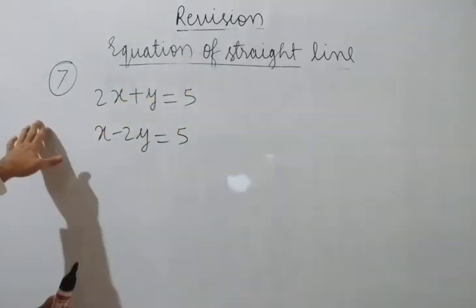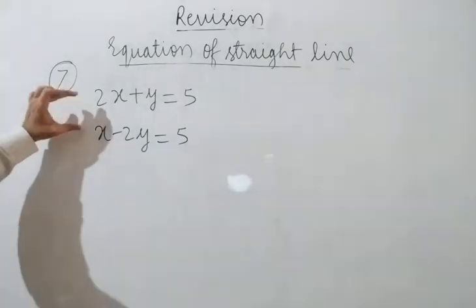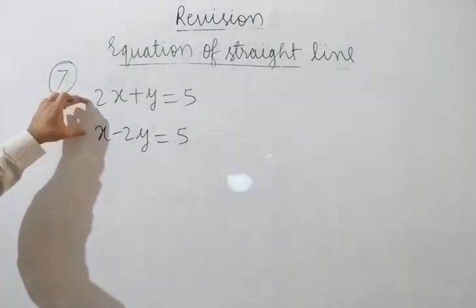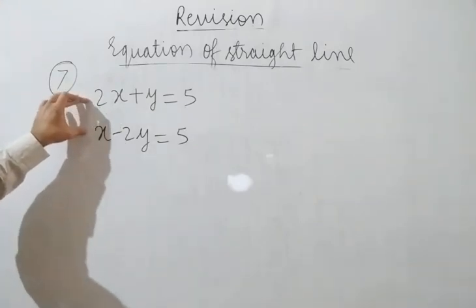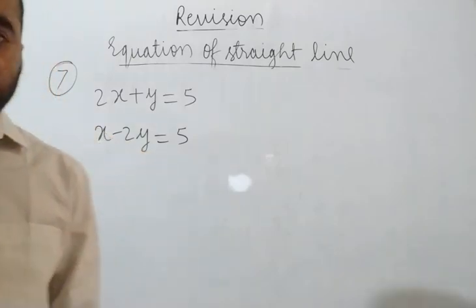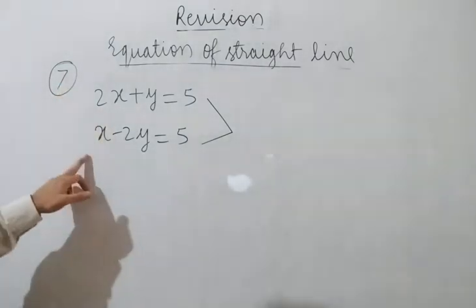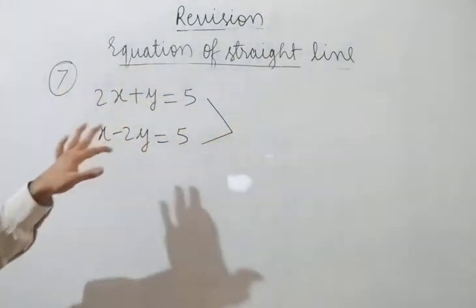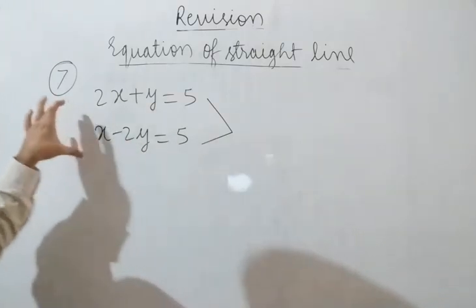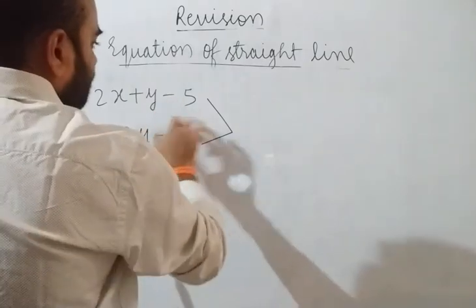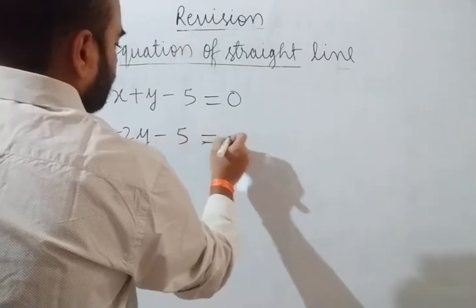Now next is question number 7. What is the question? Find the equation of the line passing through the point of intersection of these two lines and having y-intercept equal to minus 3 by 7. It means first we have to find the point of intersection of these two lines. So I am going to apply cross multiplication. Point of intersection means solve both the equations. So I can write this equation as minus 5 is equal to 0, and this can also be written as minus 5 is equal to 0.